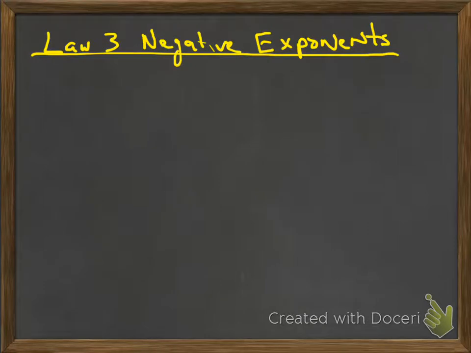Alright, negative exponents. Law number 3, negative exponents. Now, this is very important. This is the one that you have to be careful with. Let's look at this. 2 to the negative 2 is the same thing as saying 1 over 2 squared. Notice that it was negative, now it is positive. And 2 squared is 4, so really 2 to the negative 2 power is 1 over 4.